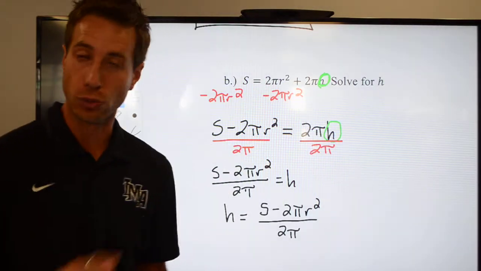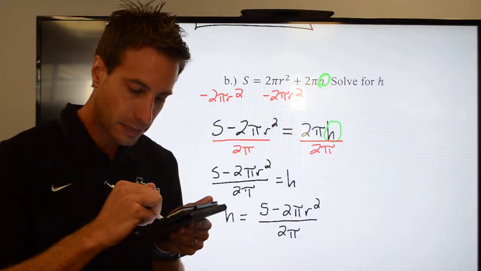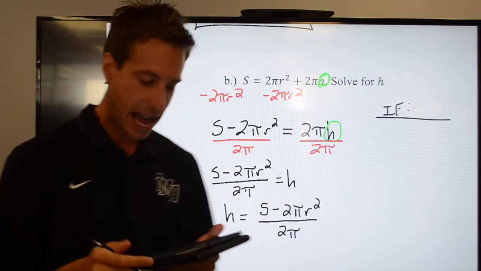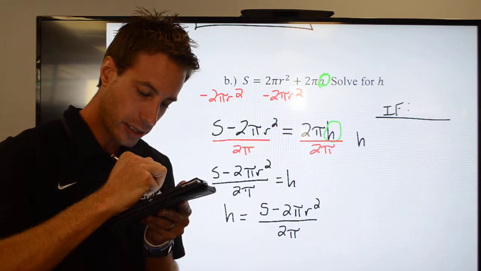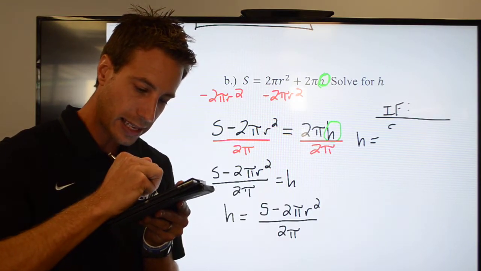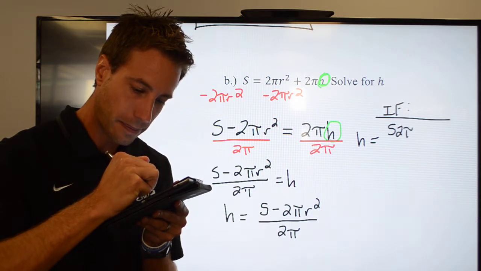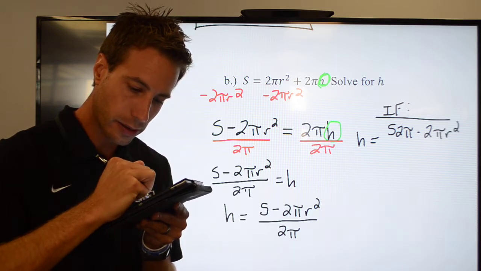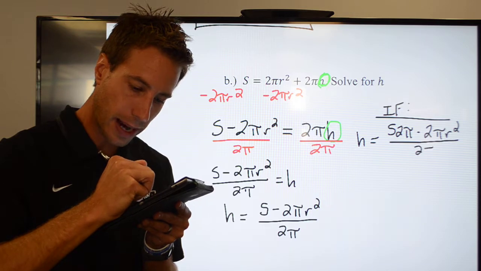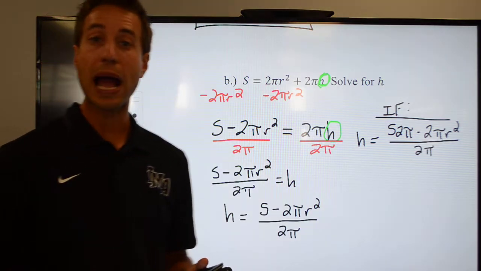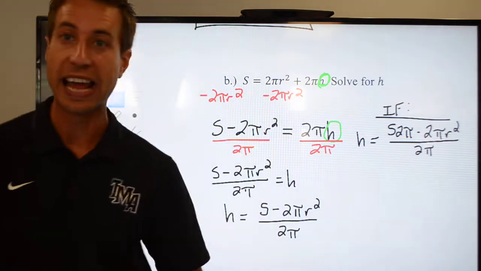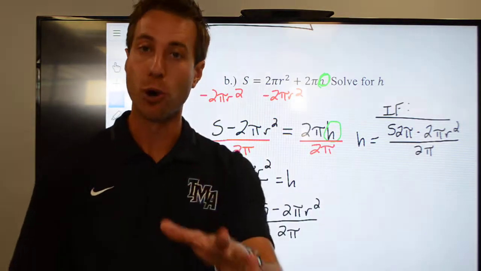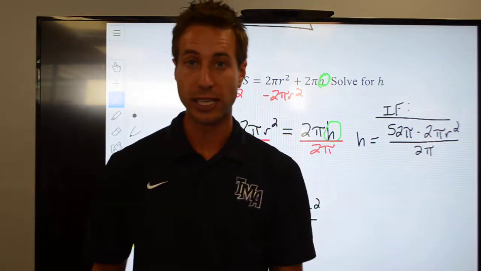Here's what I could do. Let's just say, hypothetically, if I had h is equal to s times 2 pi minus 2 pi r squared all over 2 pi. Well, here's what I would do if this is what I had. I would recognize, right? Because I still have this subtraction sign here, and that poses a problem. You can't cancel through addition and subtraction.